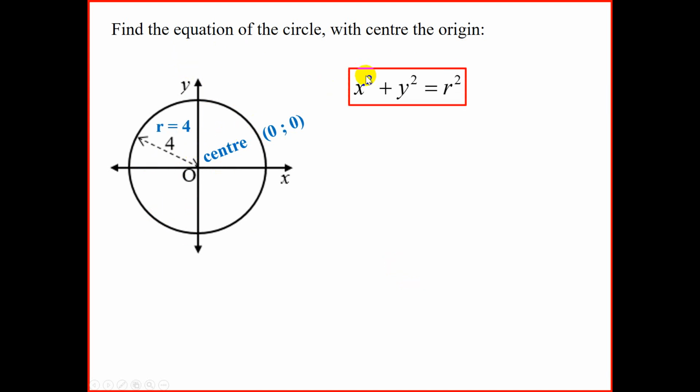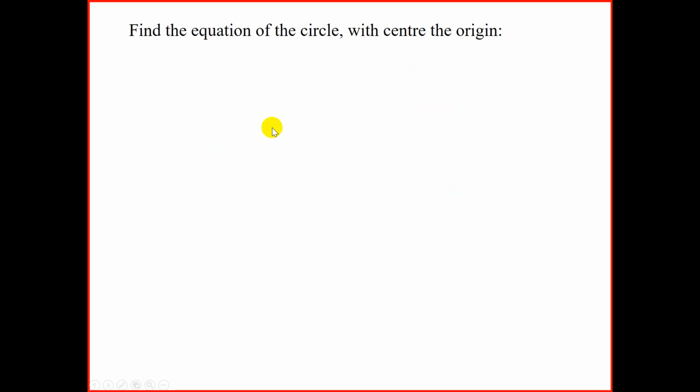Now the general equation of a circle with center (0, 0) is x squared plus y squared is equal to r squared. All we have to do is substitute r. Our radius is 4, so 4 squared is 16. So x squared plus y squared is equal to 4 squared, which gives you the equation x squared plus y squared equal to 16. That was quite easy. Let's move on.